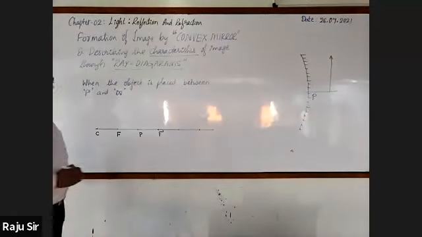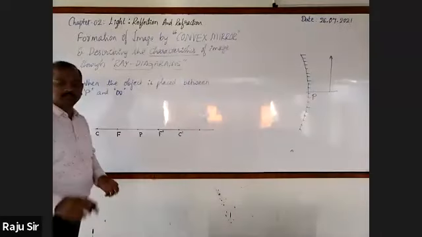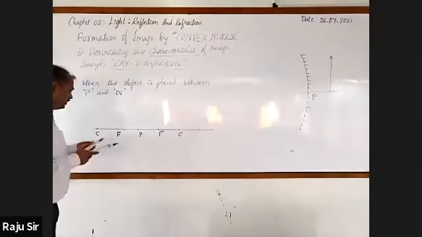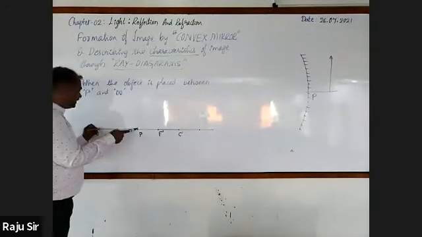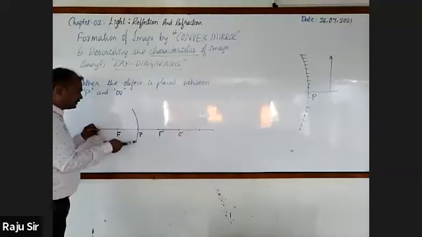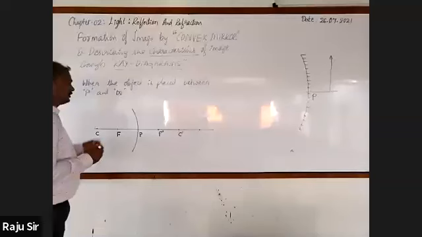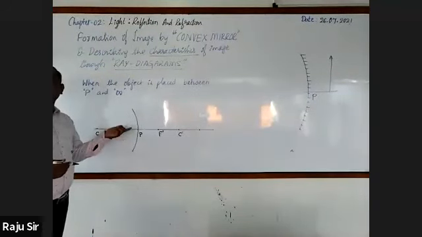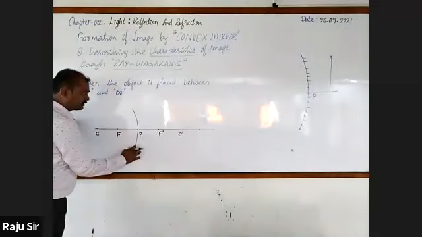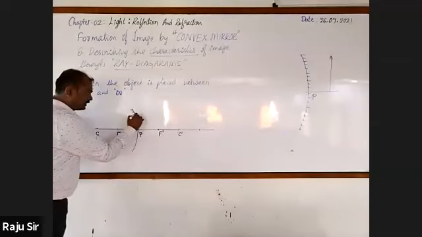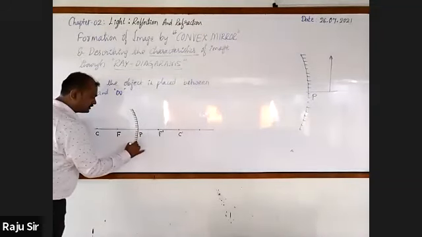One modification: F dash and this will be C dash, let us take. Next, here with C as center and CP as radius, draw an arc. Next, as it is a convex mirror, the reflecting surface should be bulged outward. This is the reflecting surface. So the non-reflecting surface, let us represent it with these shaded lines.